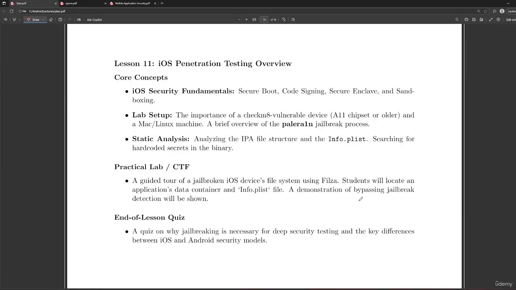Then we will be talking about the iOS penetration testing process. Since not every student has an iOS phone, we'll be mostly covering Android, and I will be talking about iOS. The operating system is slightly different, but the basic penetration methodology is the same. So if you fully understand Android, I'm sure it will be very easy for you to do iOS.